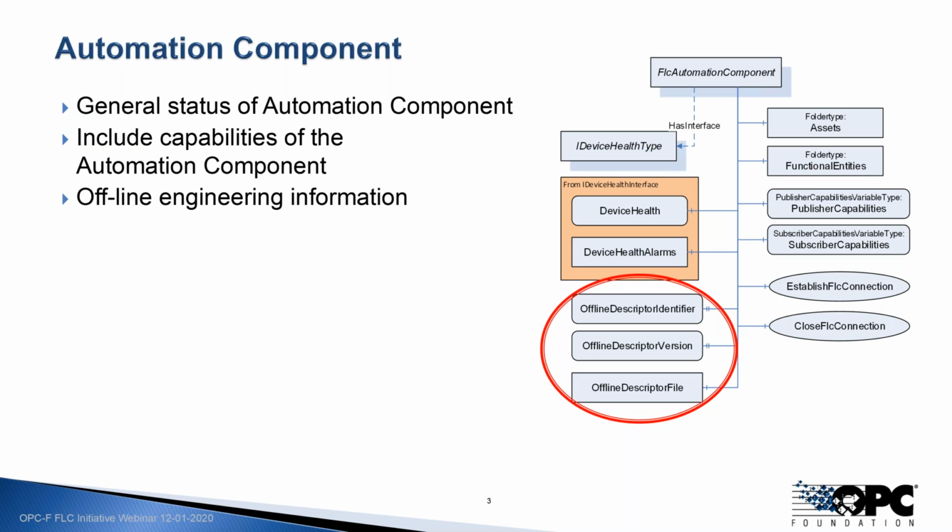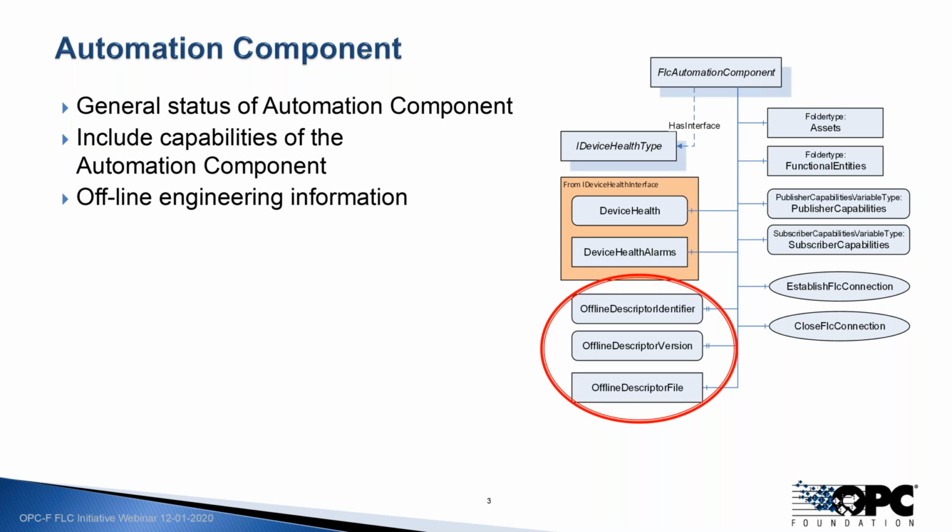The next piece that the automation component has in it is a bucket of information dealing with offline descriptors. So Emanuel later in our talks will provide some slides describing how offline engineering works for FLC. This is a set of information that's key for letting devices or engineering tools obtain information from the device about what it's currently configured for, what it has in it, what are the options that this device supports.